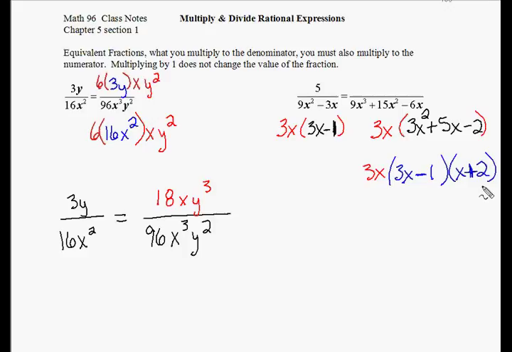Now in comparing this denominator with the original denominator, we notice there's one new factor, and that factor is the x plus 2. So if I multiply this denominator by x plus 2, I would have to multiply this numerator by x plus 2, and that way it would stay equal, be equivalent. So our new numerator, using the distributive property, would be 5x plus 10.